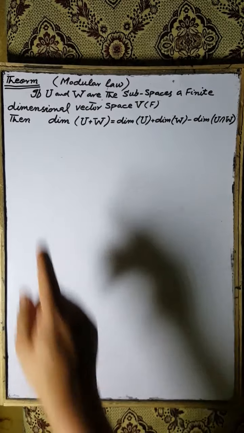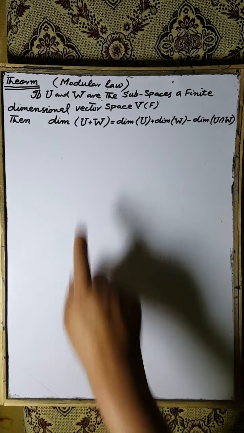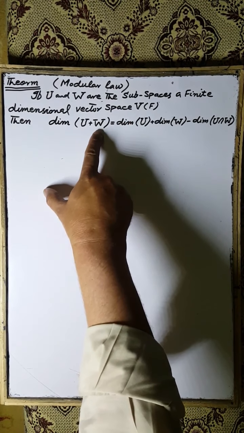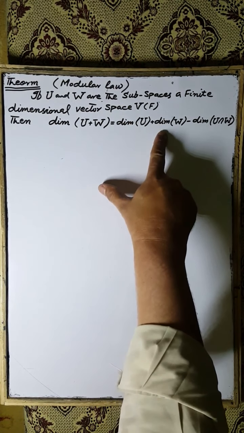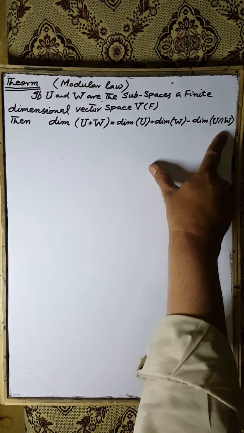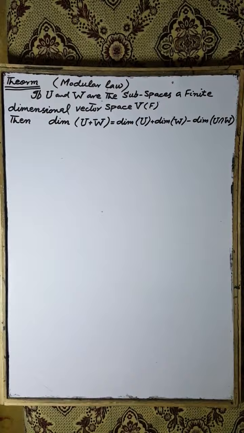Now our next theorem is the statement of this theorem: if U and W are two subspaces of a finite dimensional vector space V over the field F, then the dimension of the sum of U and W is equal to the dimension of the subspace U plus the dimension of the subspace W minus the dimension of U intersection W. This theorem is also called the modular law.